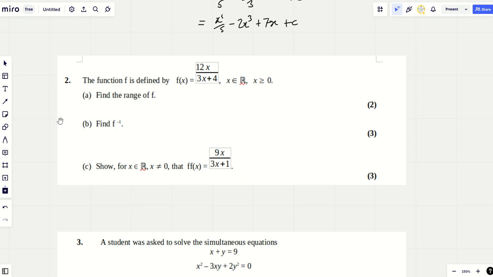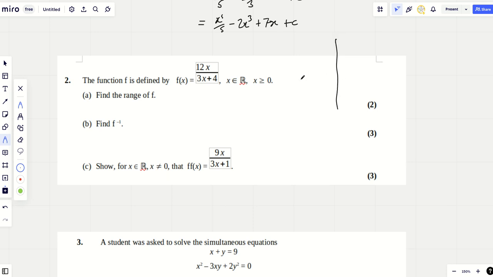Okay, 2 is harder because it asks for the range. Now, I always think with range, drawing it is the best way to do it. It's really difficult if you don't draw it. That's the key thing. You really want to draw the diagram. You can kind of get there without drawing it, don't get me wrong, but it's much easier to draw it. So let's talk about how we draw a function like this.